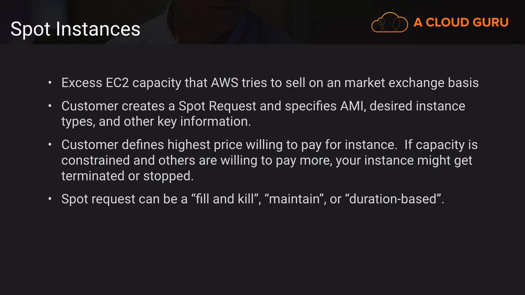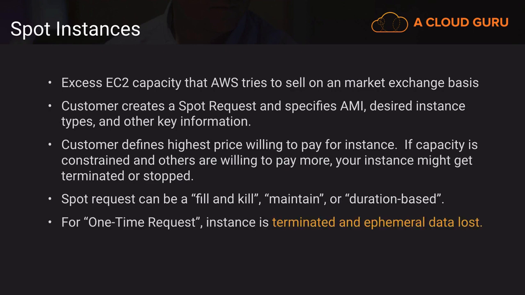Duration-based is a finite period of time. So for example, maybe I only need a spot instance for 3 hours. And I can set up my price, I can set up the duration, and then after that duration is over, my spot instance gets terminated and that request goes away.